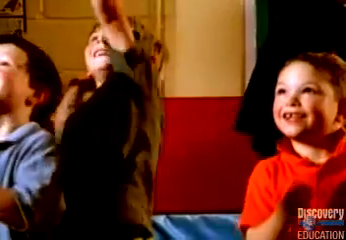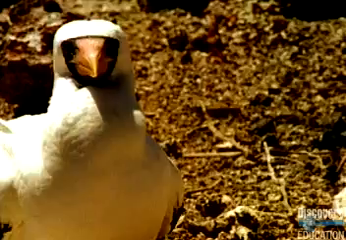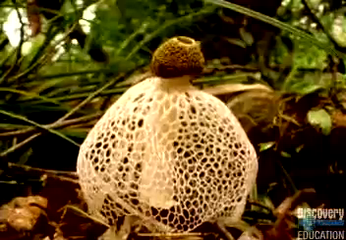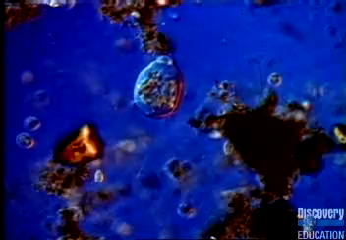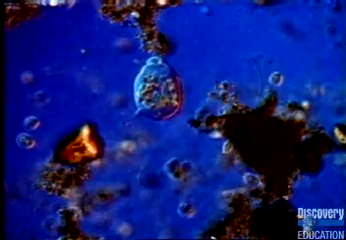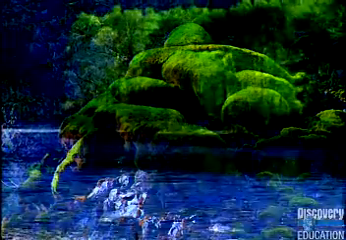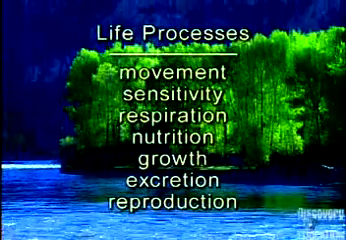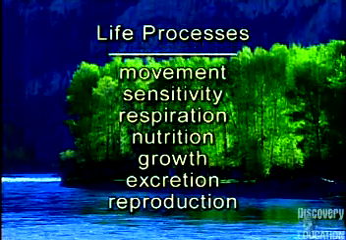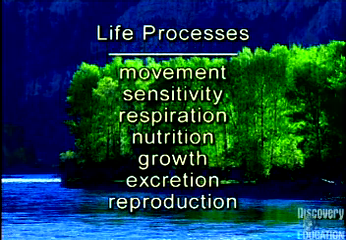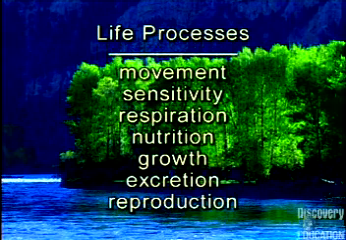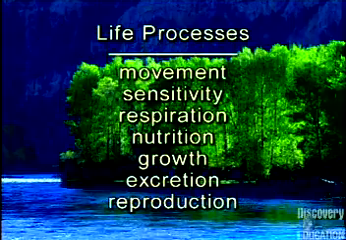Humans and other animals have basic needs, such as eating, breathing, and growing. So, in fact, do all living things. Animals, plants, fungi, algae, bacteria, and protozoa are defined as living because they can perform the functions or processes necessary for life. There are 7 key life processes: movement, sensitivity, respiration, nutrition, growth, excretion, and reproduction.